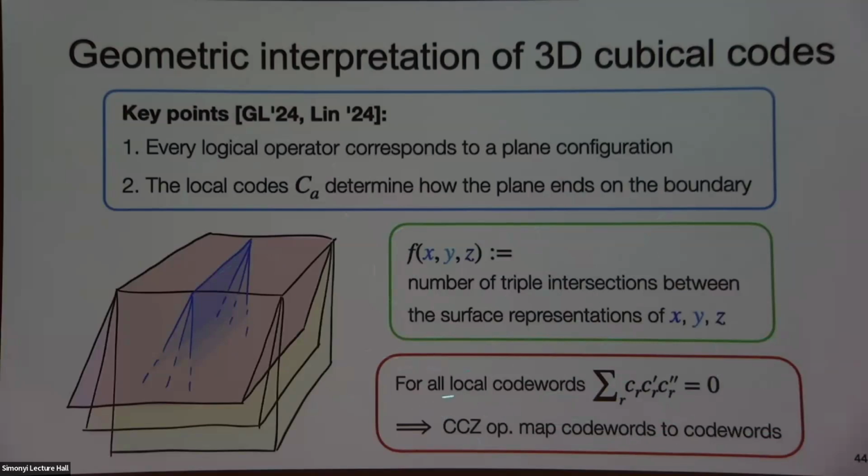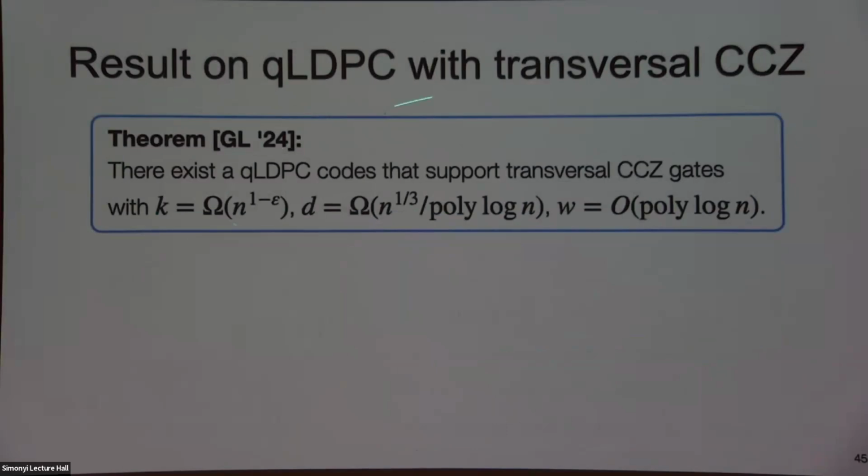So now once you have it, the corresponding CZ operator would indeed map code words to code words. Any questions? Okay, so this is one of the instances that we can generate from those understandings.